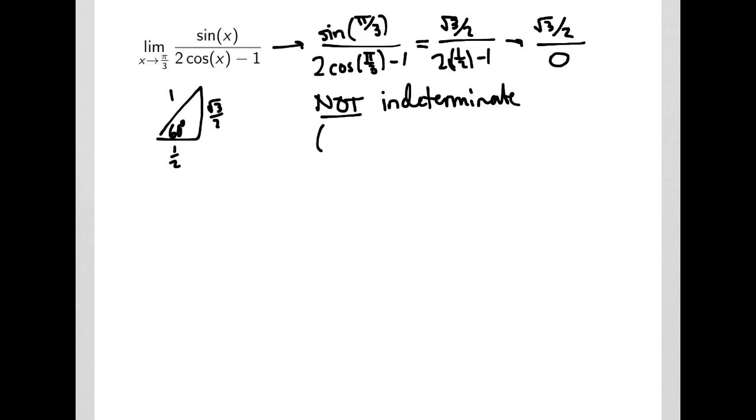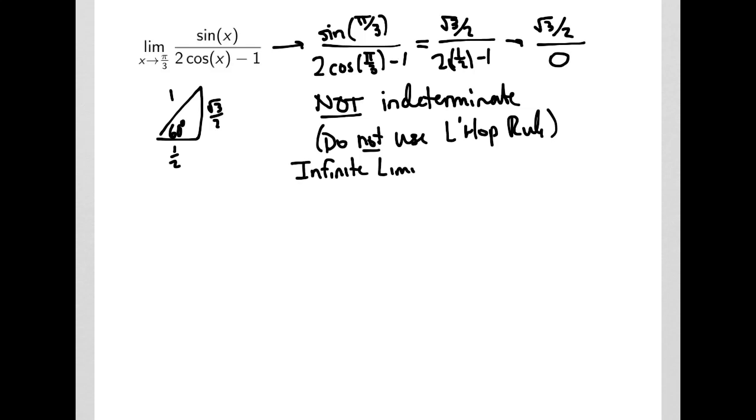So we do not use L'Hopital's rule. Do not use L'Hopital's rule, because L'Hopital would only be if it's 0 over 0. Instead, what we know is this is an infinite limit, and we'll have to check the two sides. We need to figure out, is it positive or negative? So let's check the sides.